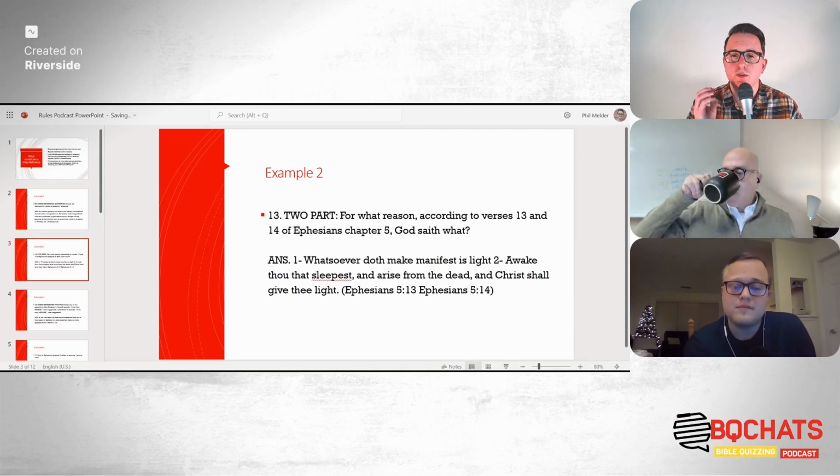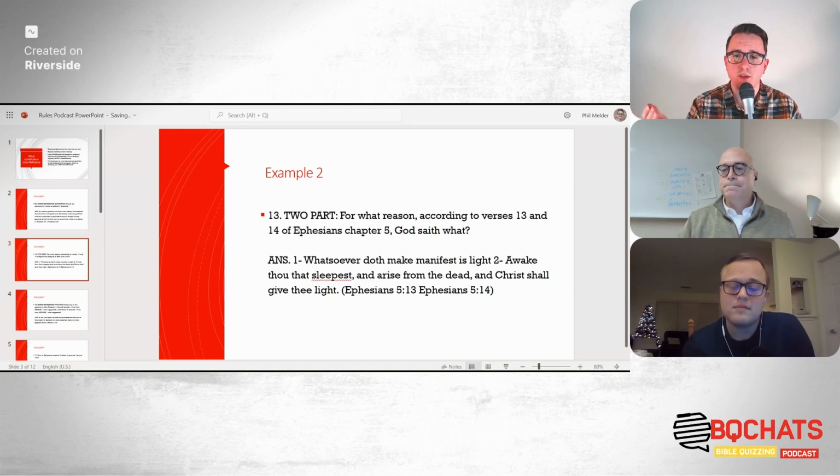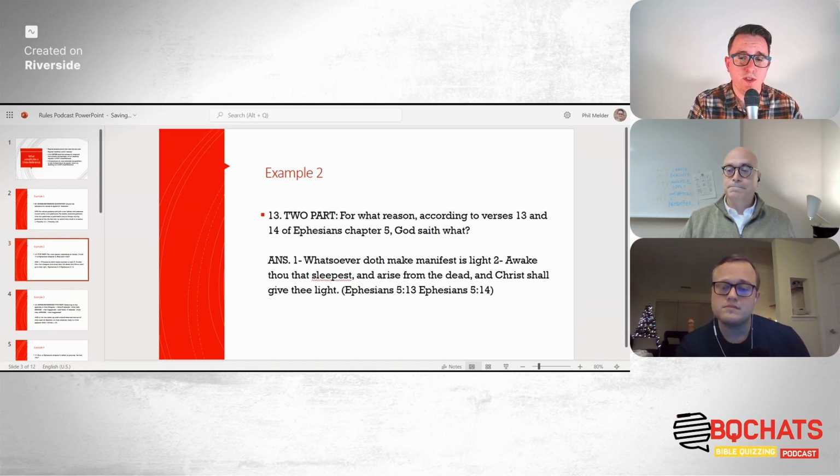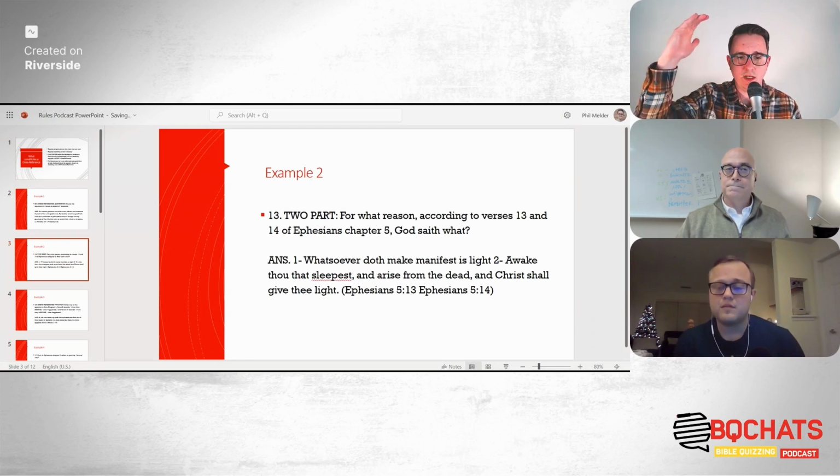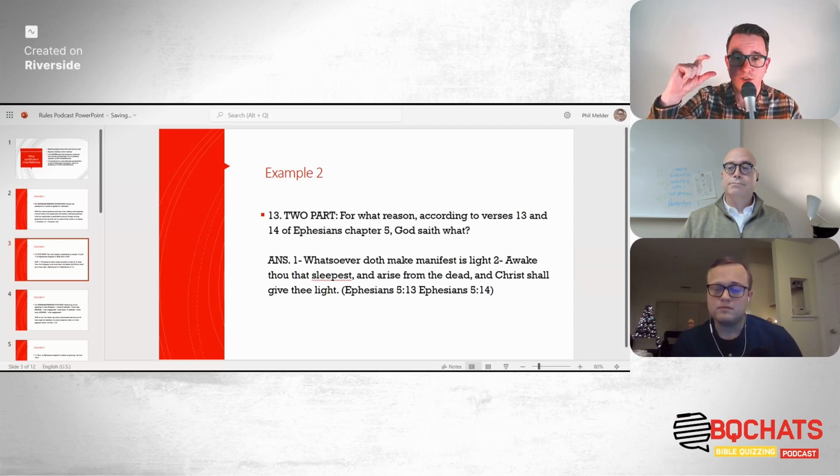Example 2 is a 2-part question. For what reason, according to verses 13 and 14 of Ephesians chapter 5, God saith what? So, obviously, this question is covering 2 verses, 13 and 14 of Ephesians chapter 5. The reason why this is not a cross-reference question is because of the scope of the question, and when we say scope, I think it is very important that we define what that is. The scope of the question is the coverage that this question is covering.